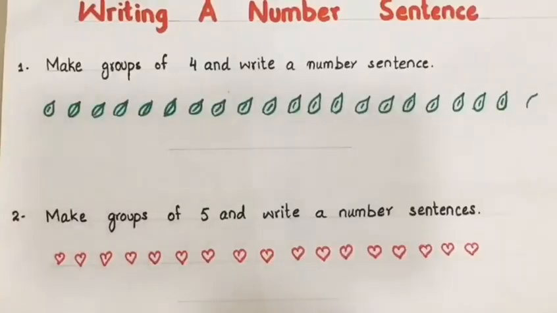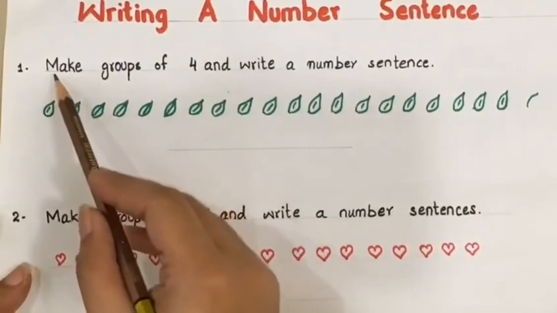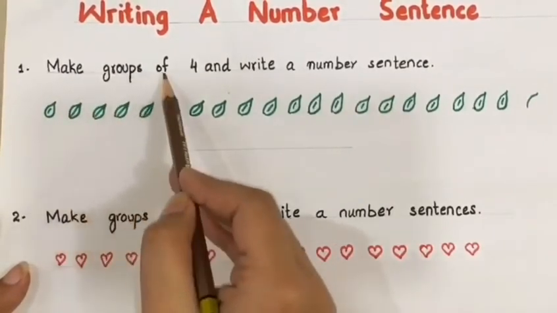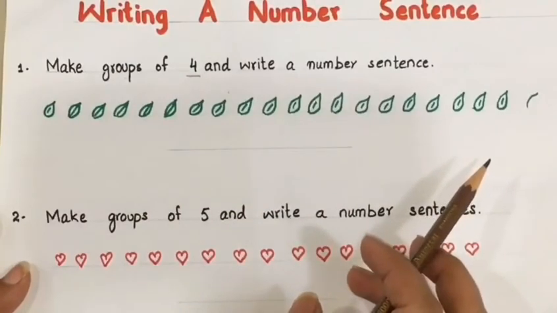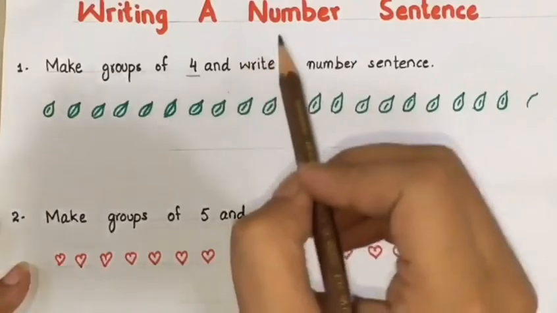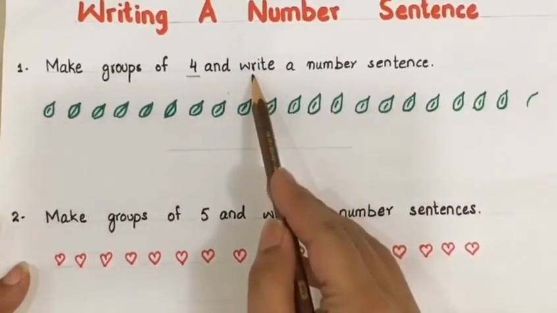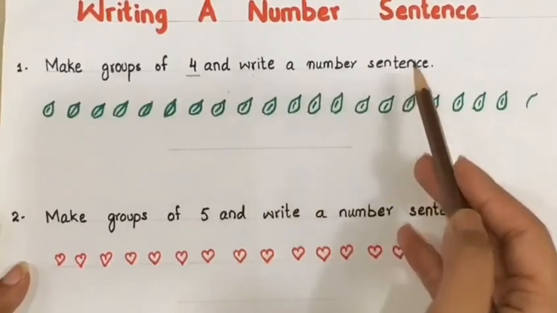Now we are going to learn how to write a division number sentence. Previously, we were given a number sentence and we just had to find the number of groups, or the quotient. But now we are going to find and write the number sentence for the given objects. Let's read. Make groups of 4. And in each group, I should have how many? Yes, I should have 4 leaves in each group. Write a number sentence for it.